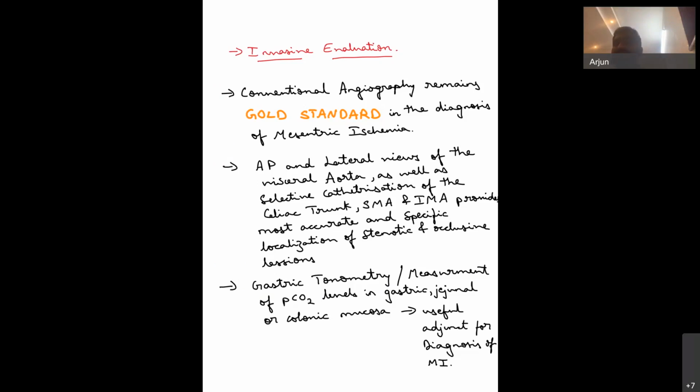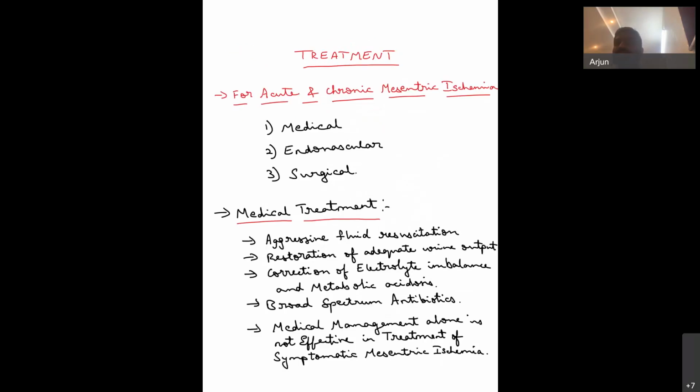Other things are gastric tonometry or measurement of PCO2 levels in gastric, jejunal, or colonic mucosa. These are useful adjuvants for diagnosis of mesenteric ischemia. Coming to treatment, for acute and chronic mesenteric ischemia, we basically have medical, endovascular, and surgical options.